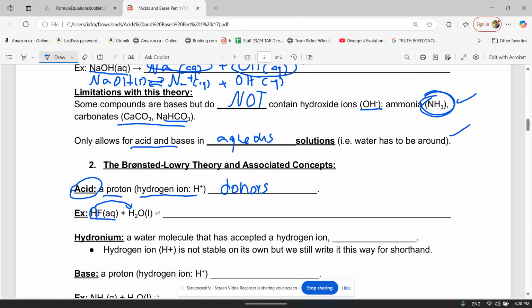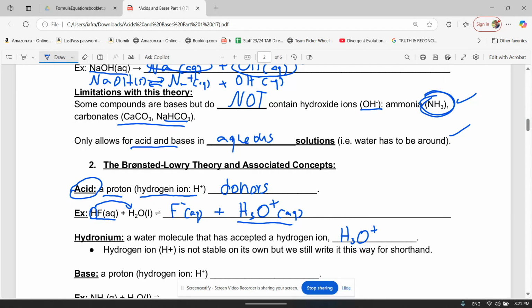And so the F will now be F minus (aq). Every time you lose one H, you become more negative by 1. And then the water, it gained an H, so H3O plus (aq). And this here is called hydronium.